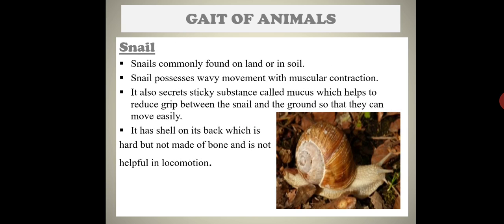Next one is the snail. In the snail, we can see one shell present on the outer side of the body. Actually it is not so hard, but it is somewhat hard. Snails are commonly found on land, on soil, and they move in a wavy manner. When we closely look at the snail, we can see that they exhibit a sticky substance which also helps to reduce the grip between the soil and the ground so that they can easily move through the soil.